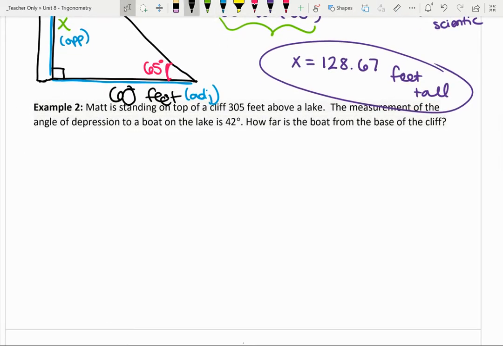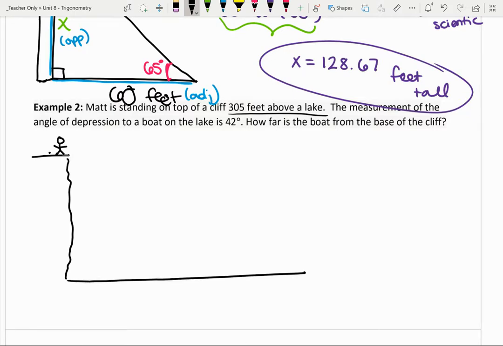So Matt is a real smart guy. He's standing on top of a cliff 305 feet above a lake. Terrific, Matt. So here's Matt, and here's the cliff he's standing on, and then here's the water down below. So the measurement of the angle of depression. All right, so now we have an angle of depression to a boat on the lake is 42 degrees. So I'm going to put my boat here. It's got a little sail, otherwise you wouldn't know it's a boat, right?